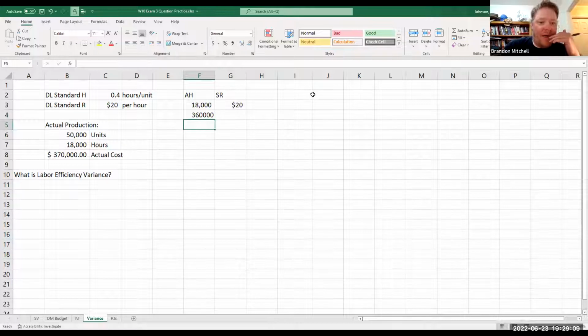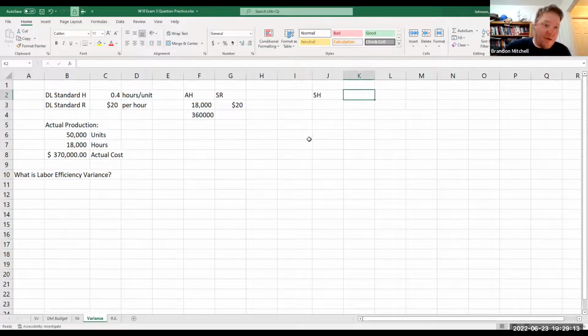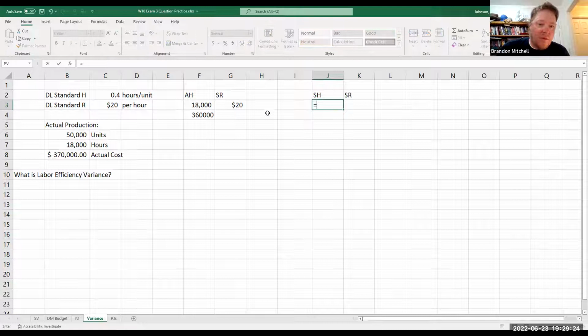And then on your other side, you do your standard units times your standard hours per unit, which is 0.4. The reason for that is because it doesn't take a whole hour to do one unit. So it only takes 0.4 of an hour. So then you would times that by your standard rate.